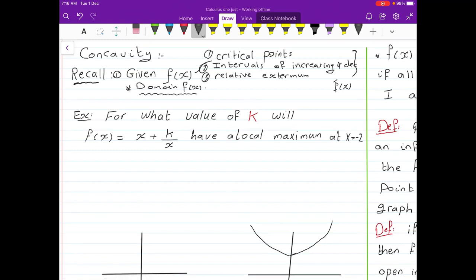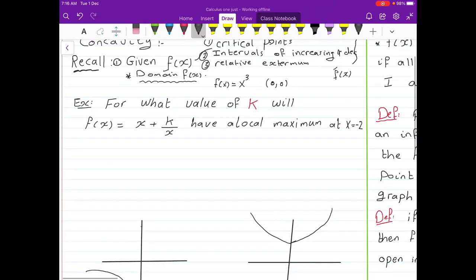And we say if a function has a relative extremum, it must occur at a critical point. But if the function has a critical point, like x to the power 3, x to the power 3 has a critical point at (0, 0), but at this point there is no maximum and no minimum.